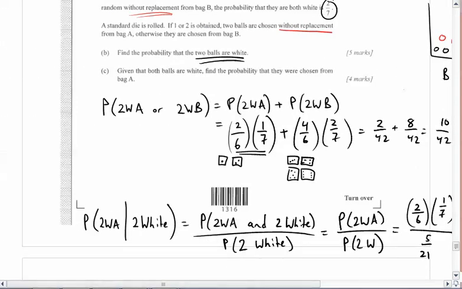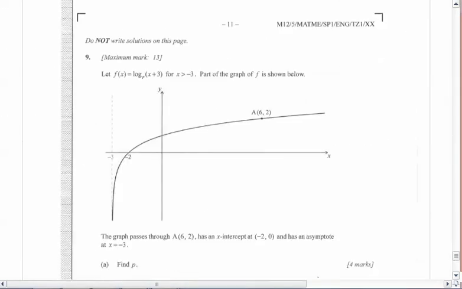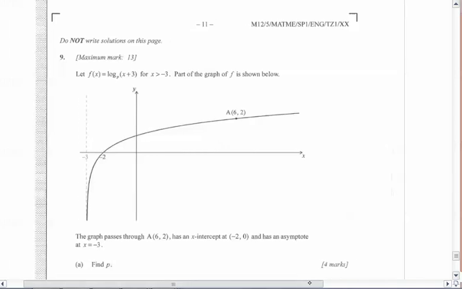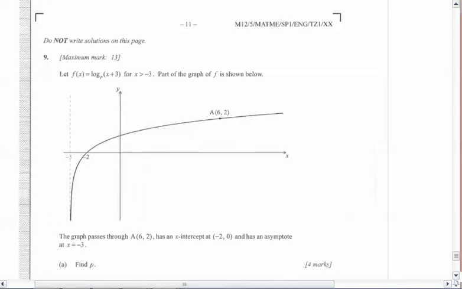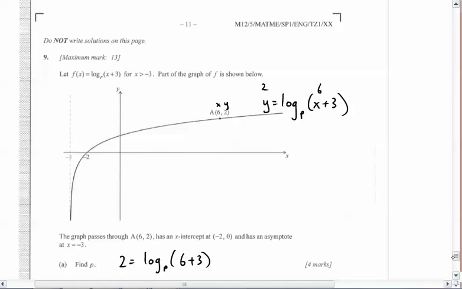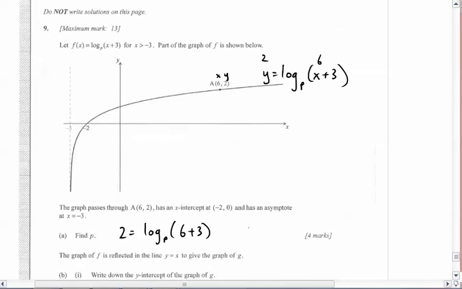And the last question, number 10. Logs! Yay! Okay, so you're given a point on the graph. You're given a function. This graph is y equals log base something of x plus 3. And because we know the point, we know that this is x and y. So we can actually plug those numbers into the equation and find out what p is. So we're given that 2 is log base p of 6 plus 3. So 2 is log base p of 9.